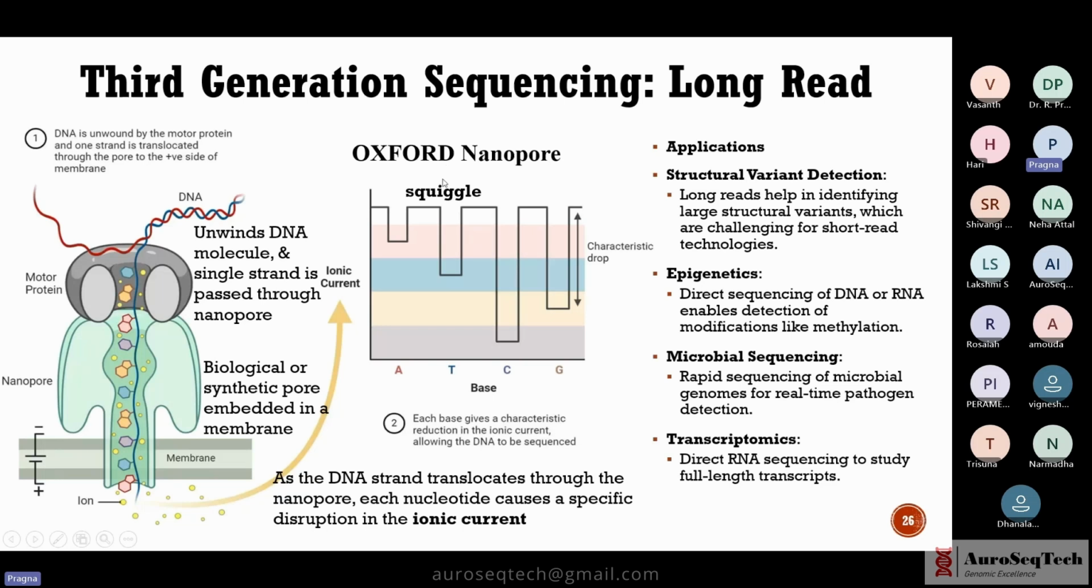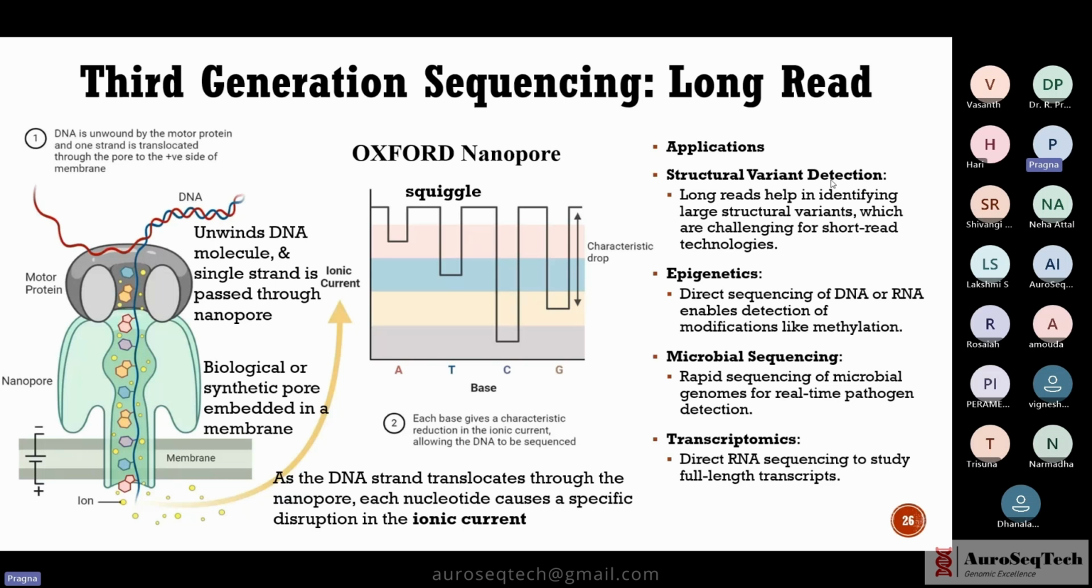And where this third generation sequencing is applied more is to understand and to detect structural variants. So at first, what is a structural variant? You see different types of variant.